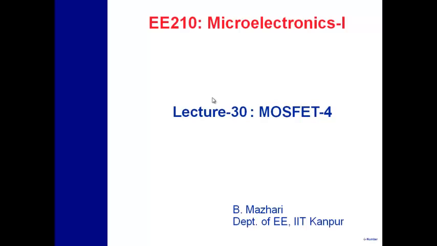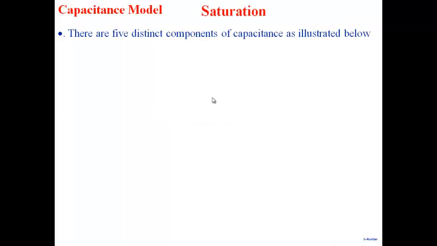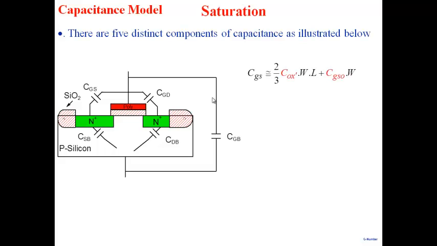So last lecture, we just started looking at capacitances inside a MOSFET. And we said that if you look at the structure of the MOSFET here, what you find is that there are capacitances between each pair of terminals. We have gate, source, drain, and body. And you can see between each pair of terminals, there's a capacitance.